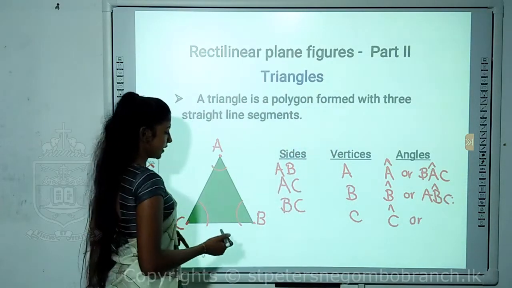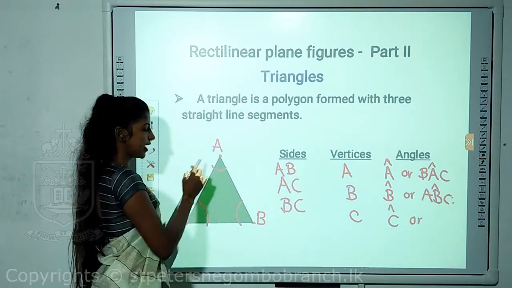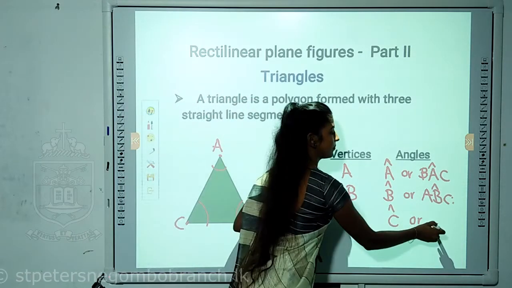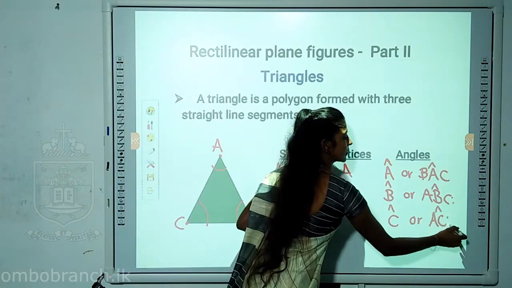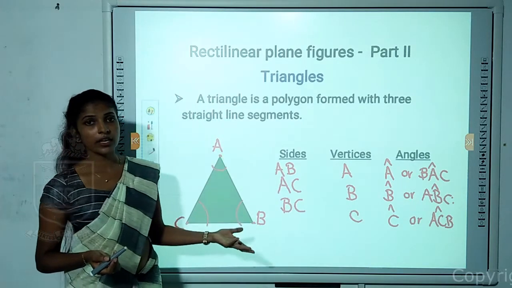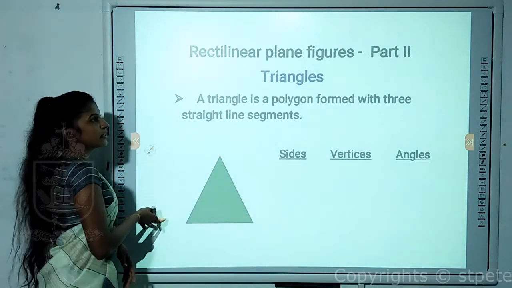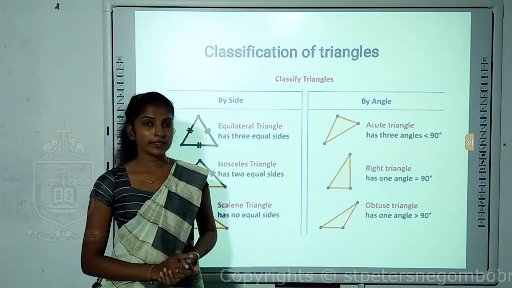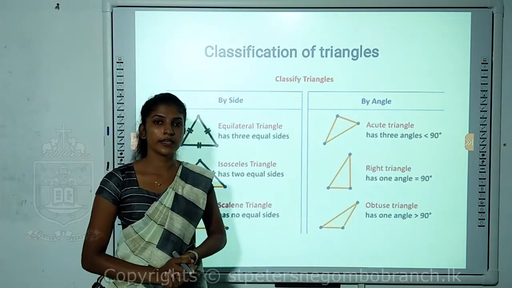ABC angle. Likewise, if you want to represent C angle, ACB angle. So those are the elements in a triangle. So those are the ways of naming the angles in a triangle, right? Let's move to the last part of the lesson, that is triangle classification.